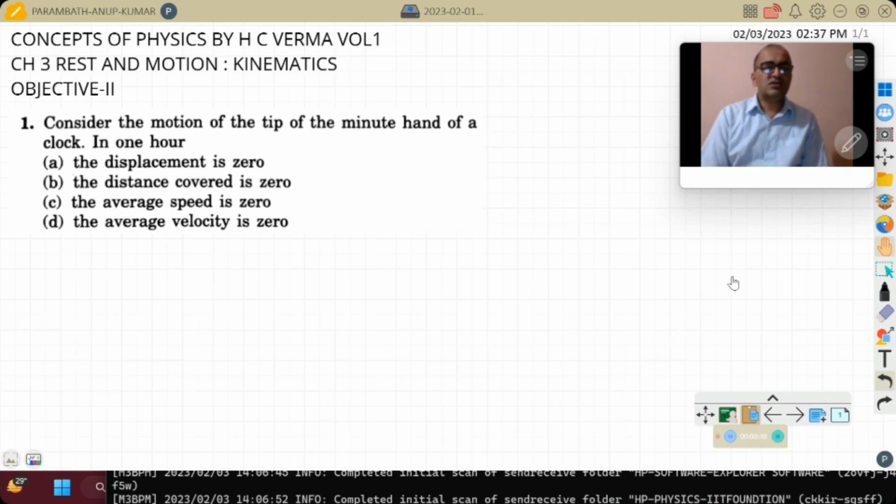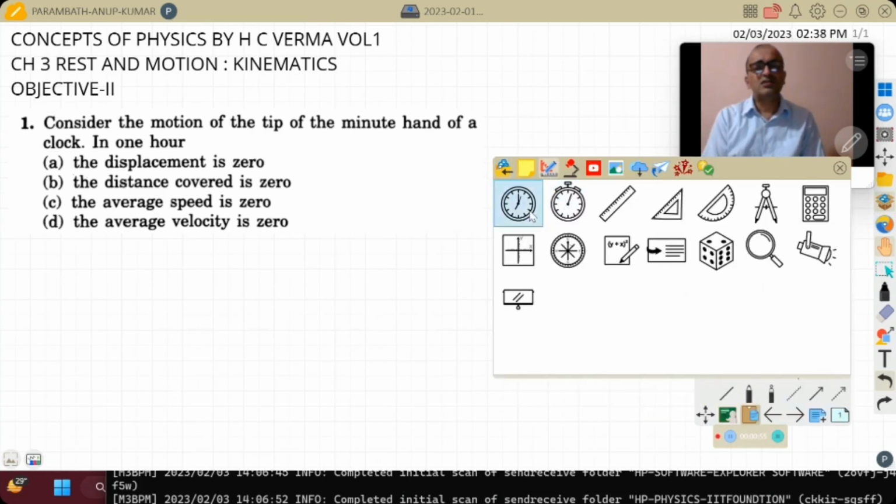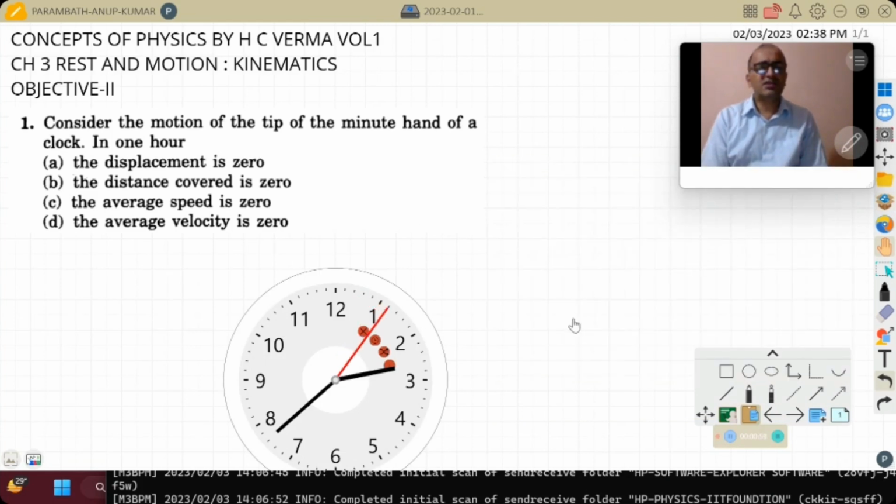First of all, students, if you have gone through this chapter, you are very clear about the definition of displacement, distance, average speed and average velocity. So, based on the definition, let us understand how the clock functions. Here is a clock right in front of you, and at present my time is showing 2:35. But I will manipulate the clock so that I can explain exactly what 1 hour means.